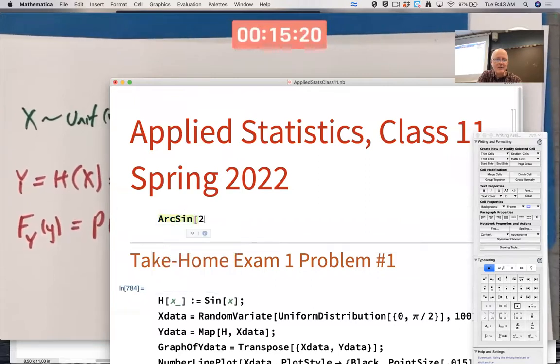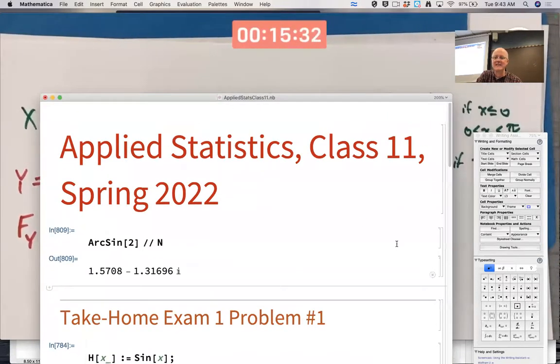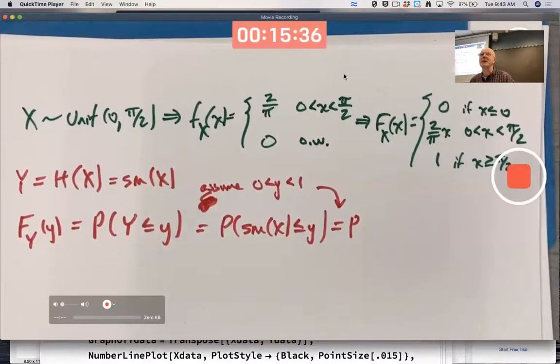Mathematica, what's the arcsine of 2? Approximately 1.57 minus 1.32i. Yeah, all sorts of weird things happen when you allow complex numbers. It's not a typo there.